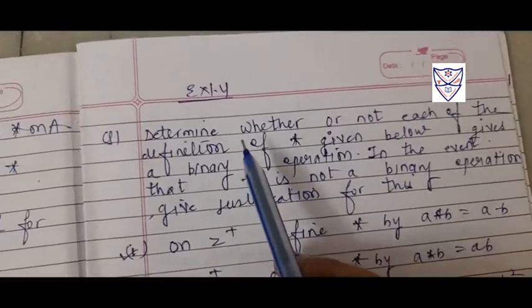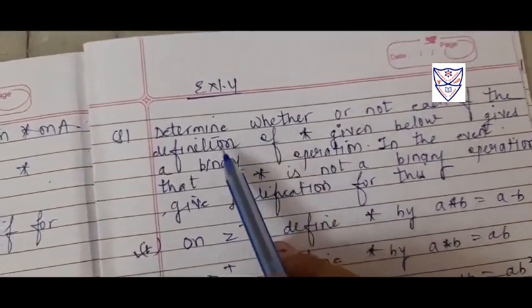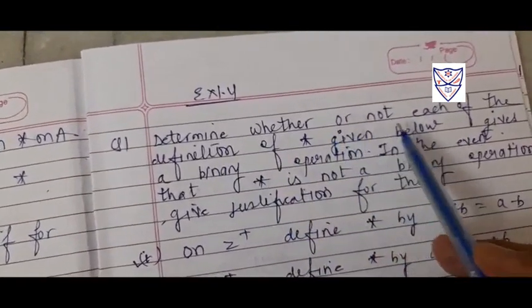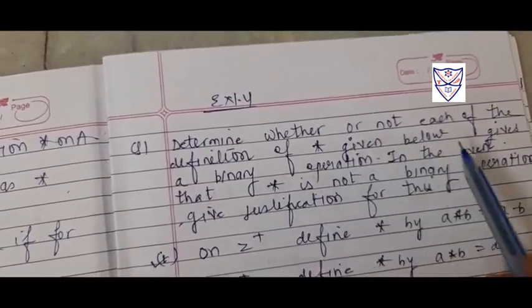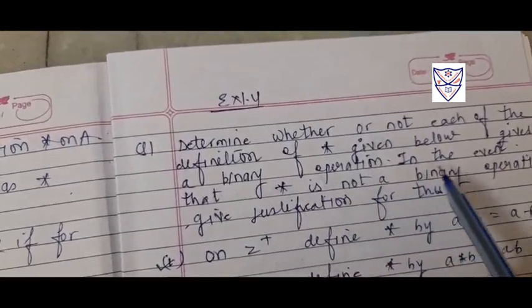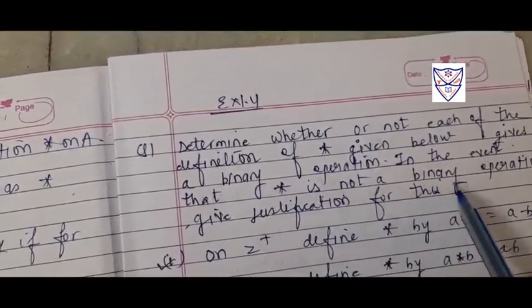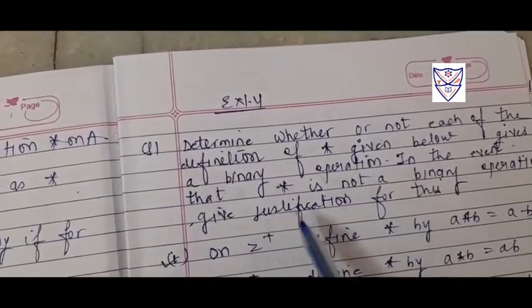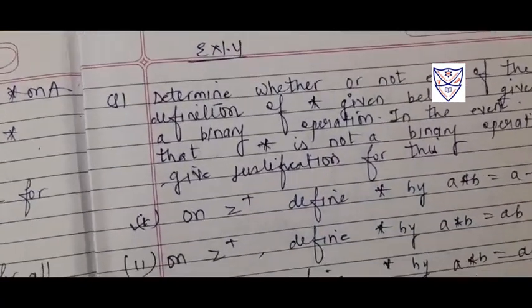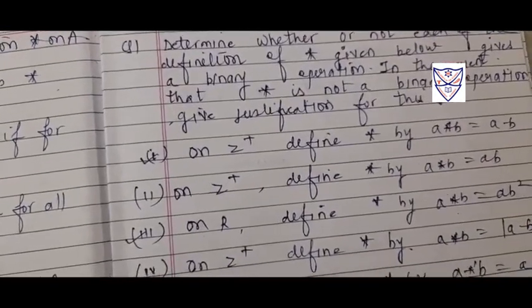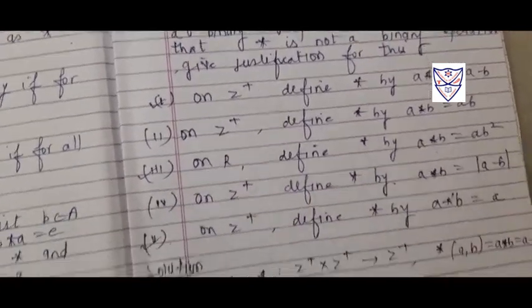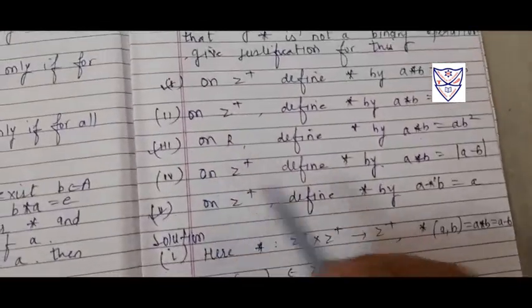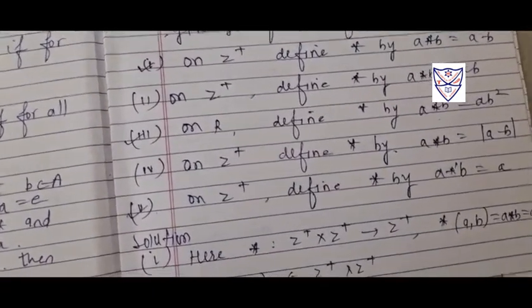Now we will start exercise 1.4. In that, the first question is: determine whether or not each of the functions star given below is a binary operation. In the event that star is not a binary operation, give justification for this. Here there are 5 sub-questions, from which we'll solve 1, 3 and 5. The remaining are for your homework, you can try.